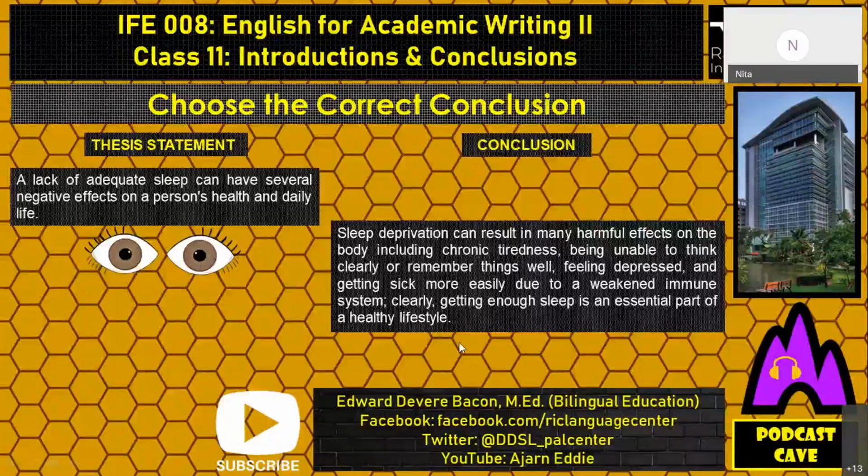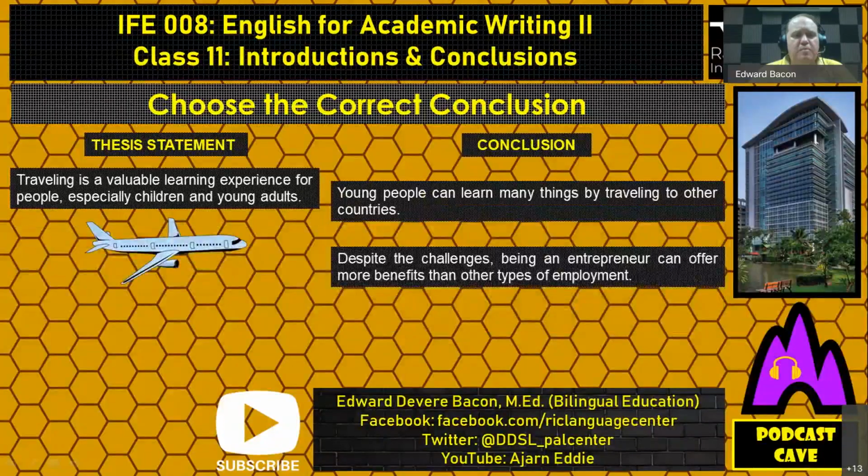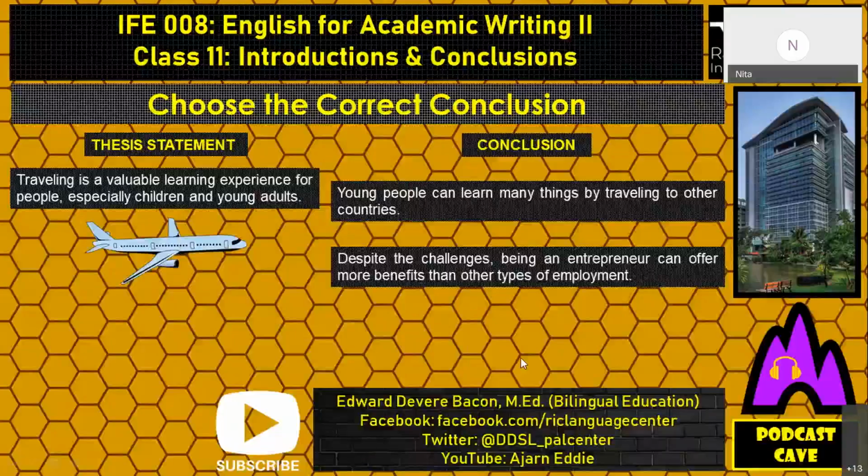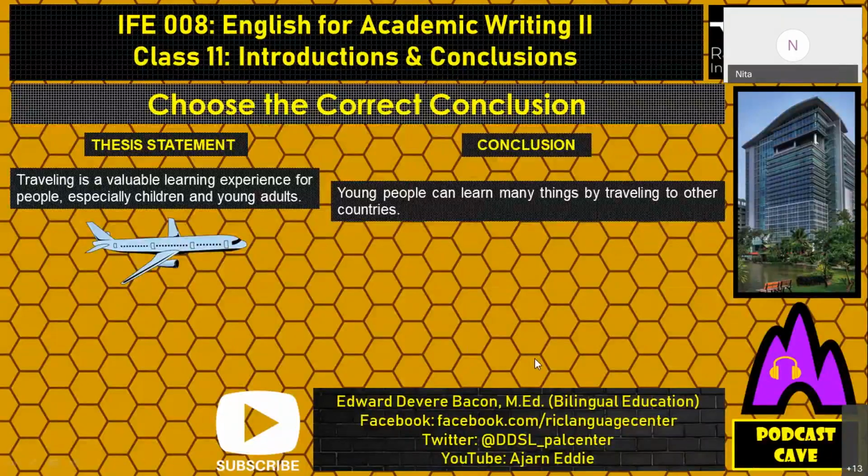Next one here. Can you read the thesis statement, please? Traveling is a valuable learning experience for people, especially children and young adults. Okay, so what do you think? Which conclusion would match well with that thesis statement? Young people can learn many things by traveling to another country. Yes, very good.